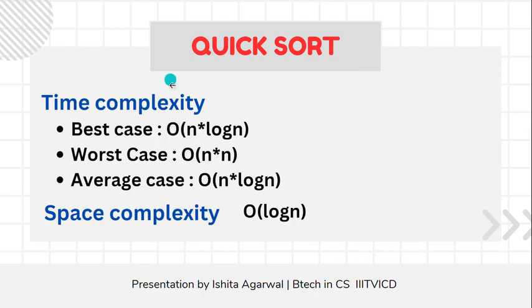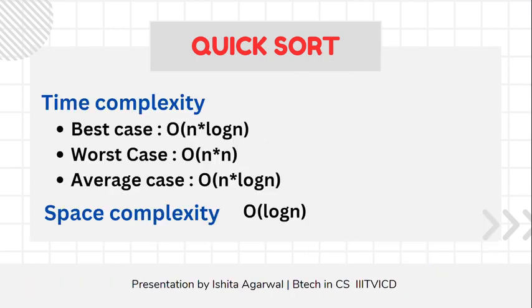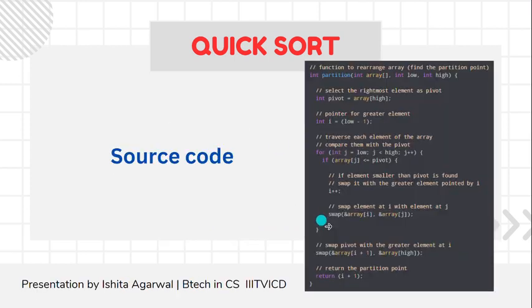Now coming to the time complexity, its best case is n log n, but in the worst case it goes up to n square. But its average case is said to be n log n because 50 to 75% of times it is basically in the range of n log n only. So that's why its average case is n log n. The space complexity is less compared to the merge sort, it is only log n.